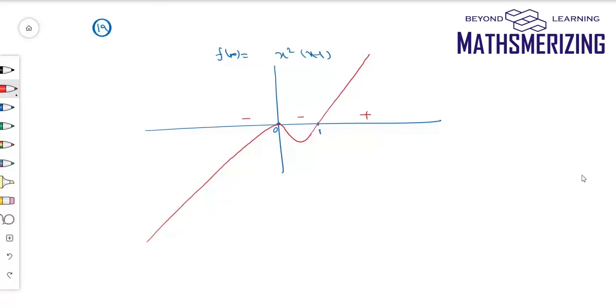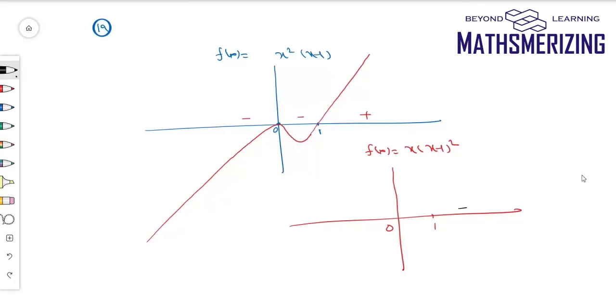What if the question is f(x) equals x into (x minus 1) whole square? Now here again, I'll mark 0 and 1. So this is plus, so there's no sign change at 1, so plus, and then at 0 will be minus. So this graph will start from minus infinity.